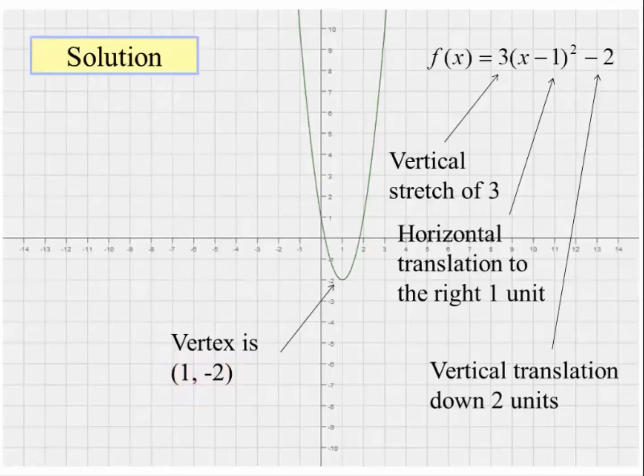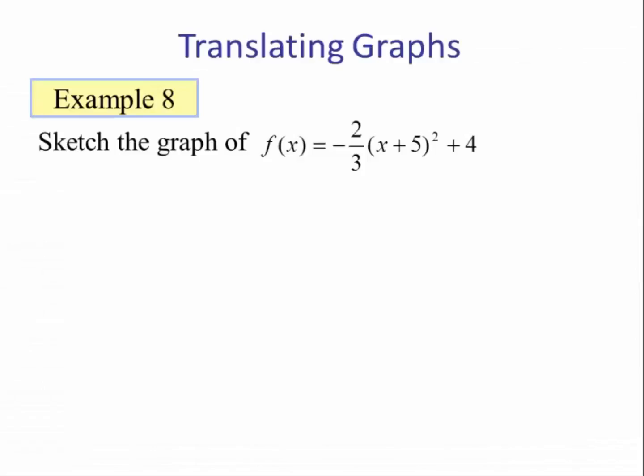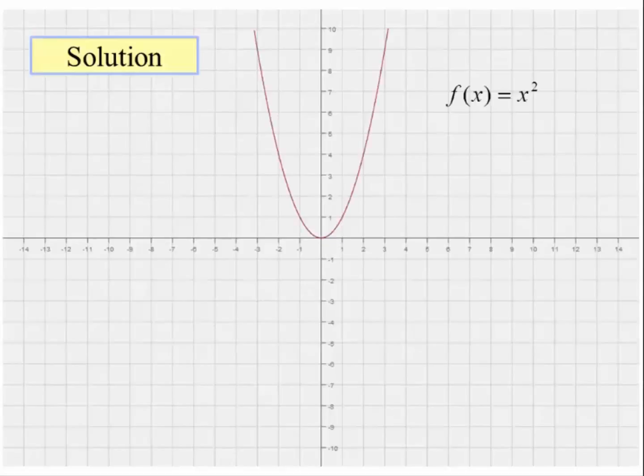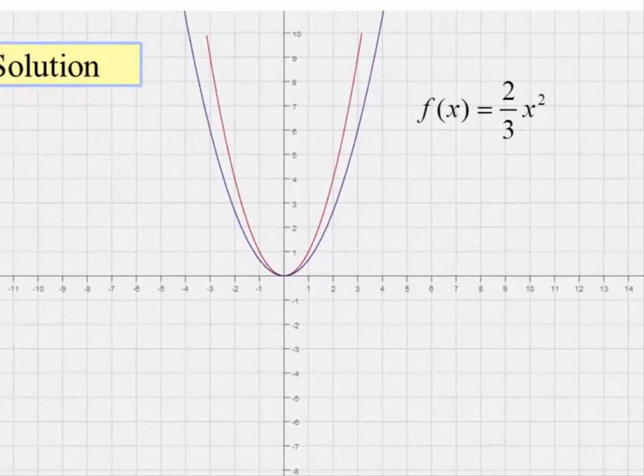Let's do another example. Example 8. Sketch the graph of f of x equals negative 2/3 times x plus 5 quantity squared plus 4. In this case, a is a negative 2/3, h is a negative 5, and k is 4. Solution. We first begin with our x squared, our basic quadratic. Next we want to do ax squared, and a is 2/3 in this case.